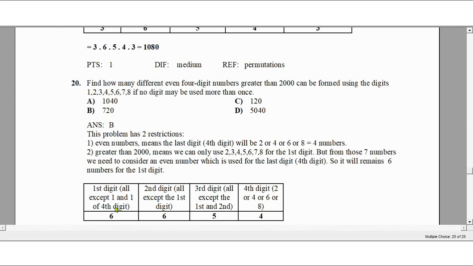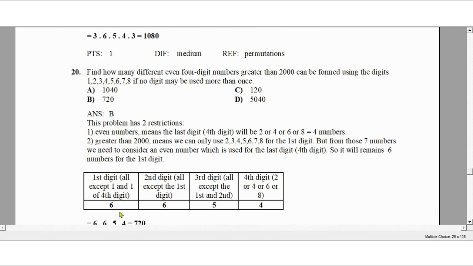Yeah, the first digit, because it's greater than 2000, so we cannot choose 1. And we cannot choose the last digit that we have already chosen. For example, if you choose 2 here, so we cannot choose 1 and 2. If for the last digit we choose 4, so we cannot use 1 and 4, like that. So it remains only six possible numbers.